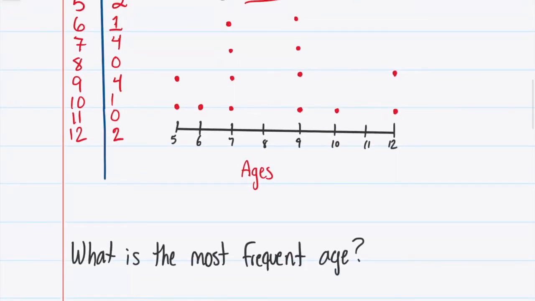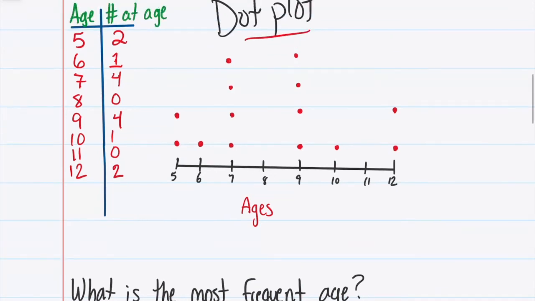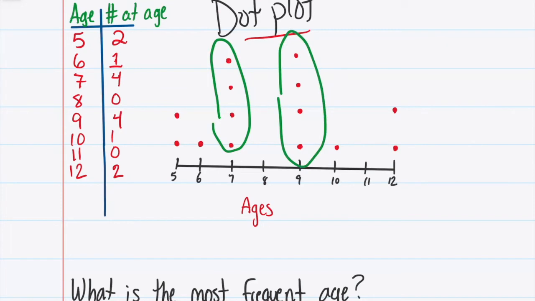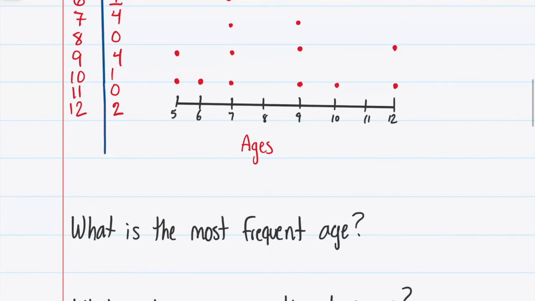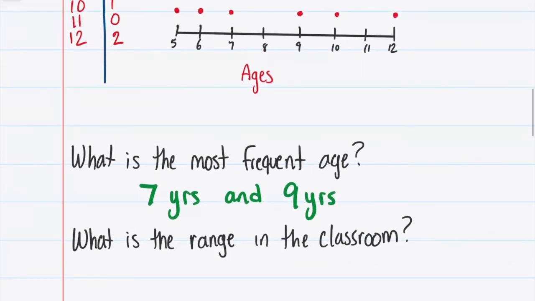What is the most frequent age? Now, this is a tricky question because there is not one age that shows the most. As you can tell, there's a tie between 7-year-olds and 9-year-olds. Had 9-year-olds had an extra one, 9-year-olds would be the most common. In this case, since there is a tie, we would say 7-year-olds and 9-year-olds. Correct.